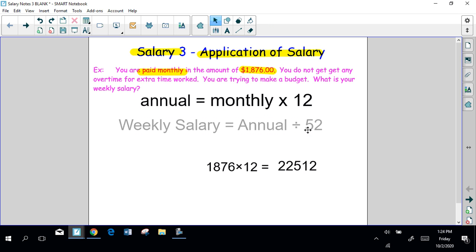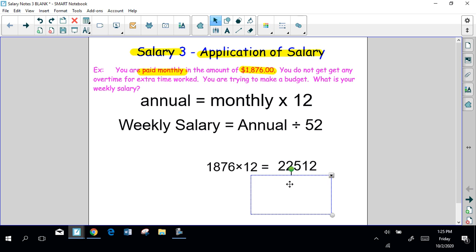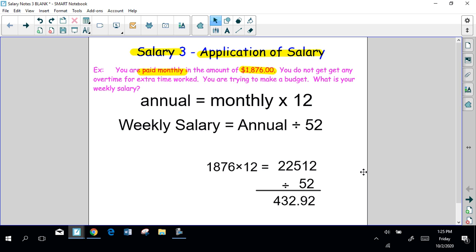Well, we need weekly salary because we're making a weekly budget. To find our weekly salary, we're going to take our annual and divide it by 52 because there's 52 weeks in a year. When we do that, we get $432.92 for our weekly pay.